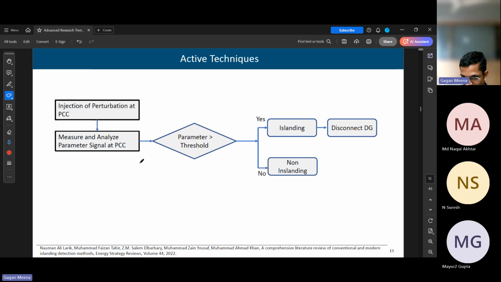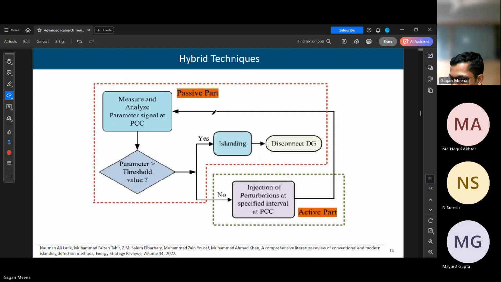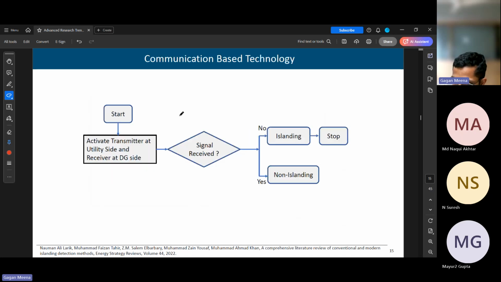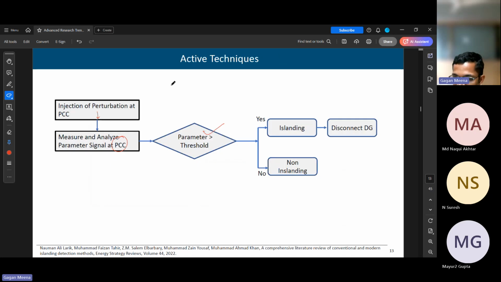Then this is active: injection of perturbation at PCC, then measure that signal at PCC. If it crosses the threshold, then it's islanding. Otherwise, it's not. Then hybrid, which you have also seen. Here, the injection will not happen continuously.